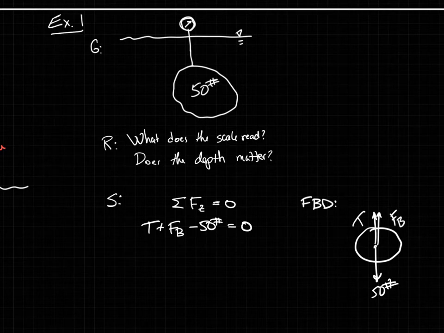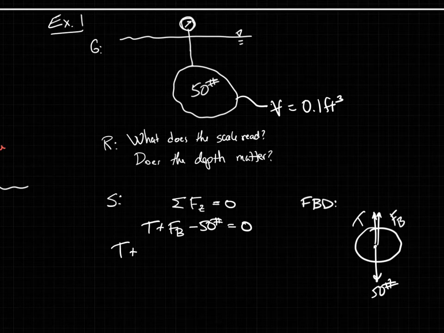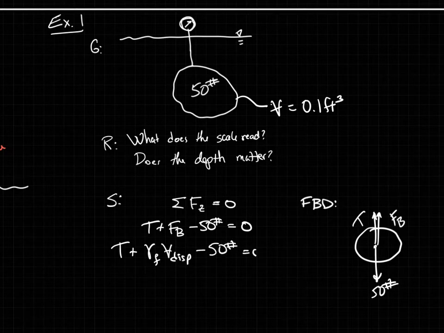Should we give it a volume? We could give it a volume. Let's make the volume small. Let's say the volume is 0.1 cubic feet. Hopefully that doesn't screw up the problem, but it might. So we're going to say the tension plus the force of buoyancy, which is gamma of the fluid times the volume displaced, minus 50 pounds equals 0. So the volume displaced, is that the volume of the whole rock, or is that just part of the rock?